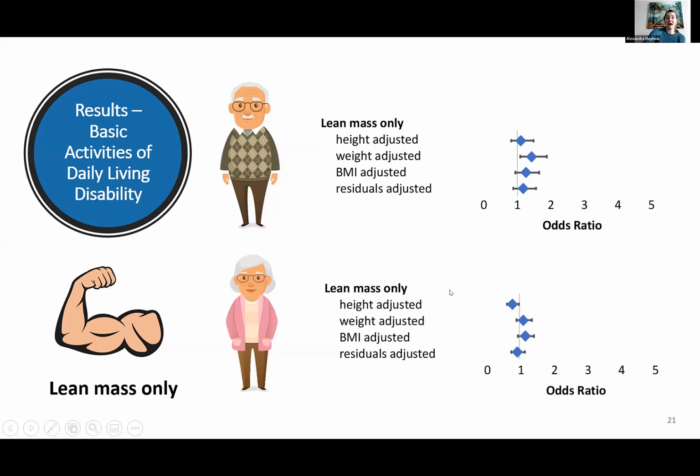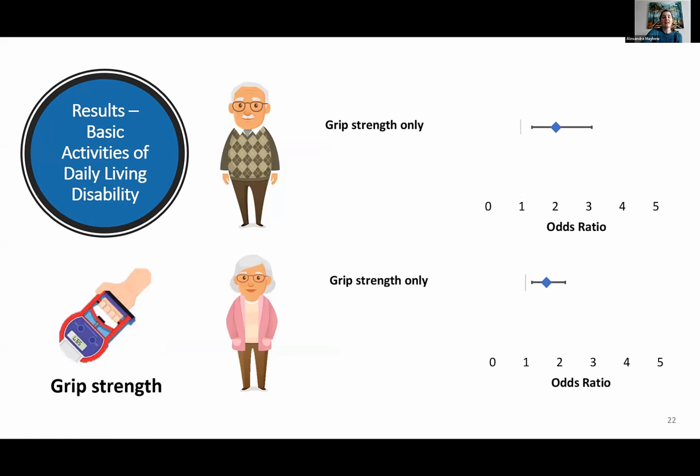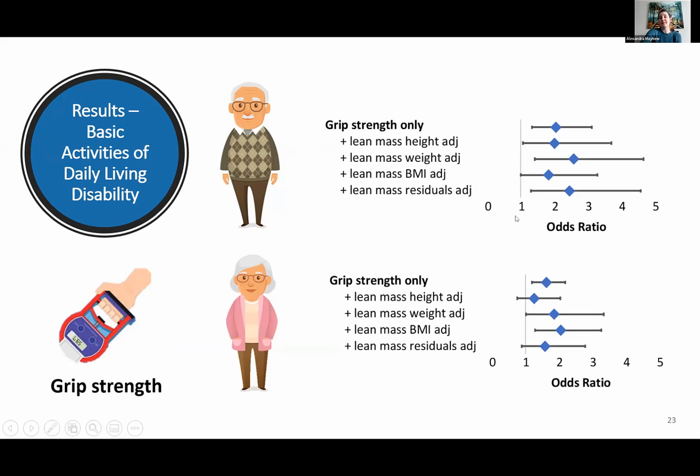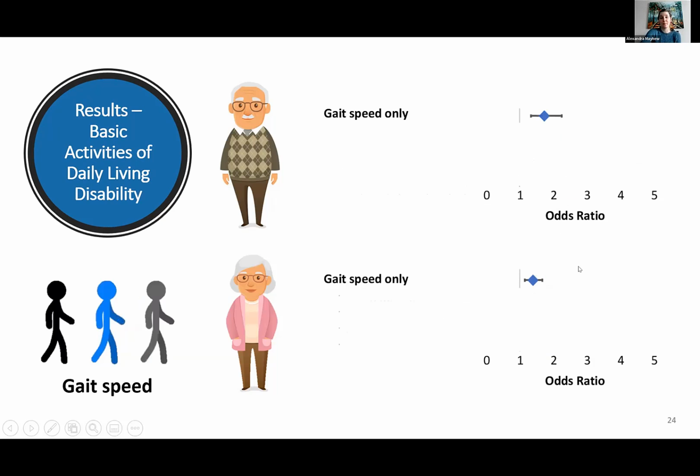Looking at definitions including grip strength alone, what we found is that grip strength was significantly associated with an increased odds of disability in both men and in women. And once you added in lean mass to grip strength, they weren't significantly different from grip strength alone. And in fact, the point estimates in some cases were even lower than just grip strength. And that was true in men as well as in women.